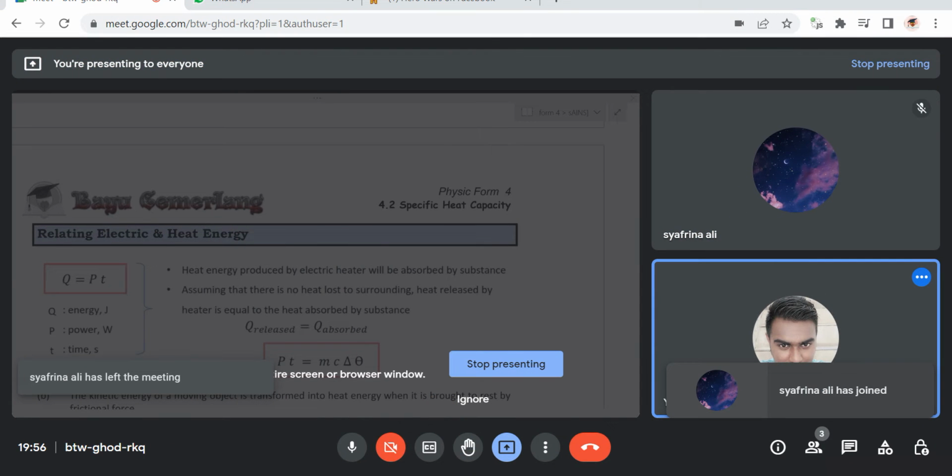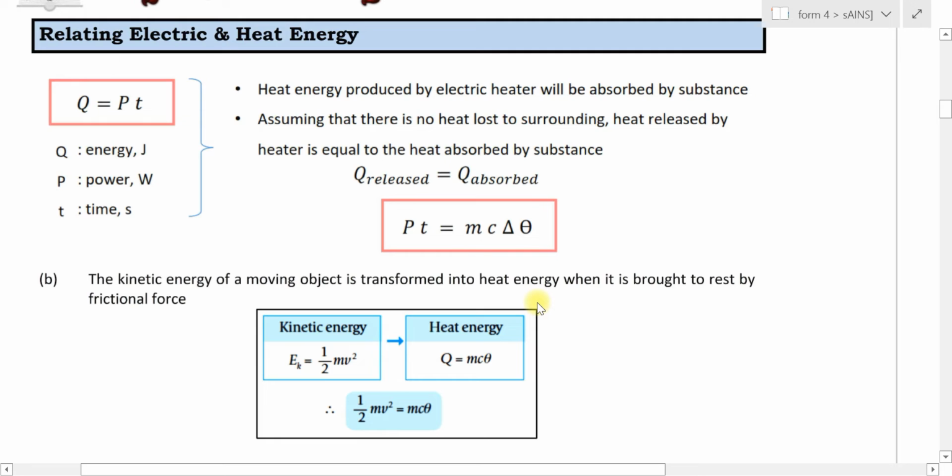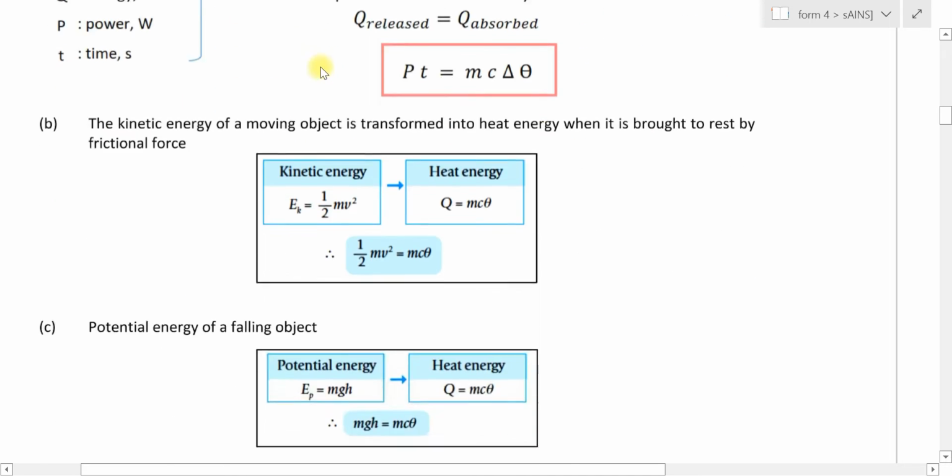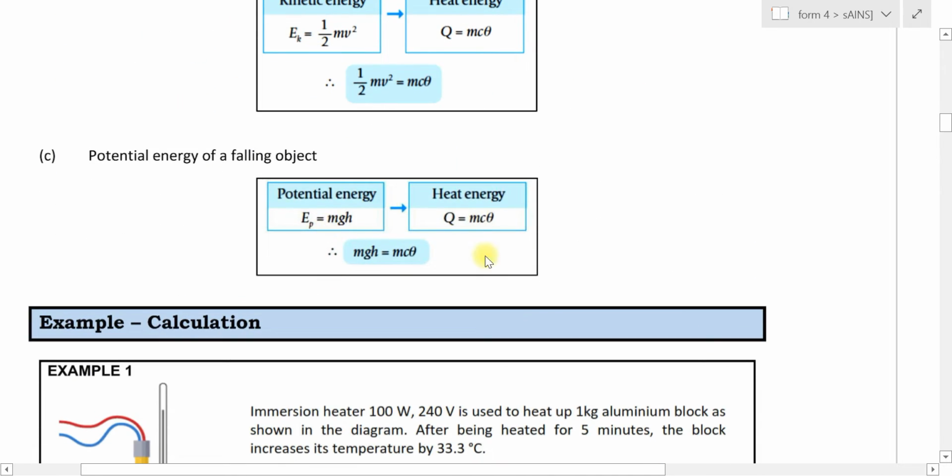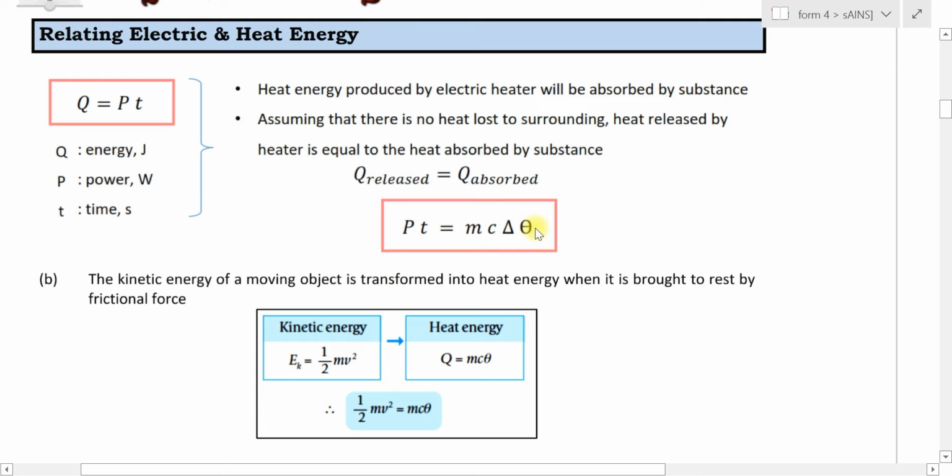Okay. Right. Next one. Relating electrical and heat energy. Not only electrical with heat energy, I also relate with kinetic energy, potential energy pun jadi juga. Boleh saja, sama saja. We use what we call the principle of conservation of energy that we learn in our form 3. Okay, now heat energy produced by electric heater will be absorbed by substance.